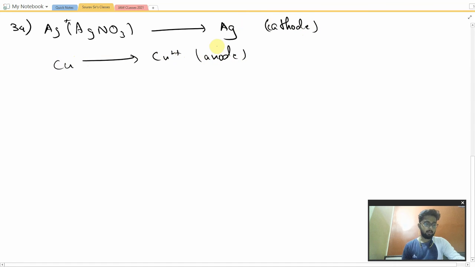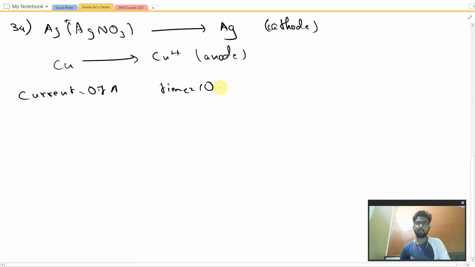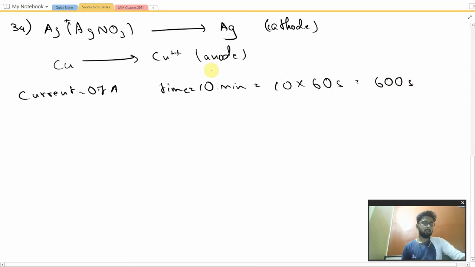Now, the current passed through the system is 0.7 ampere, and the time given is 10 minutes. Now we'll be working with the SI units of each value that is given. So let us convert this minute into seconds. 10 into 60 will give you 600 seconds. And the question asks for the mass in grams of silver deposited and the copper dissolved, respectively.